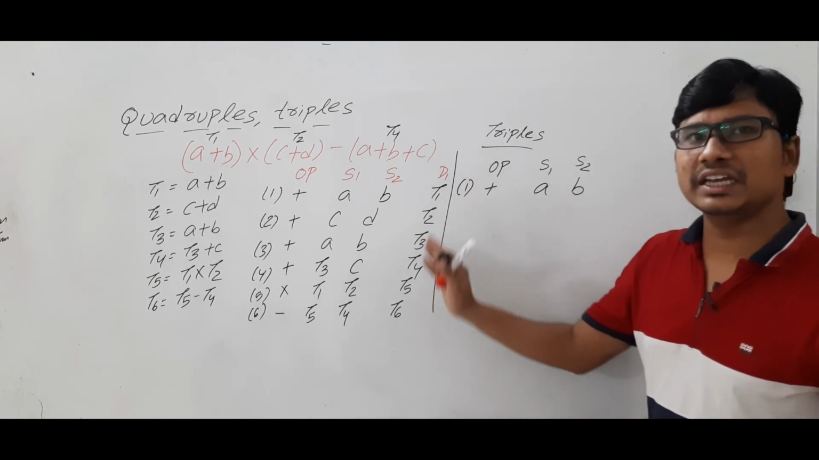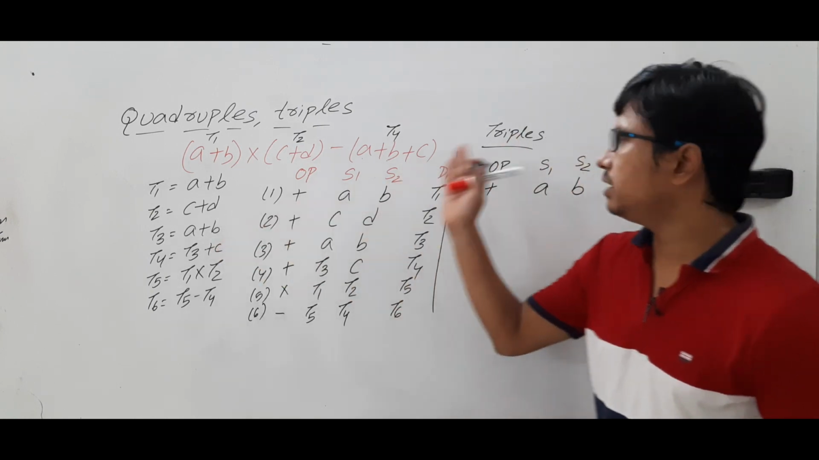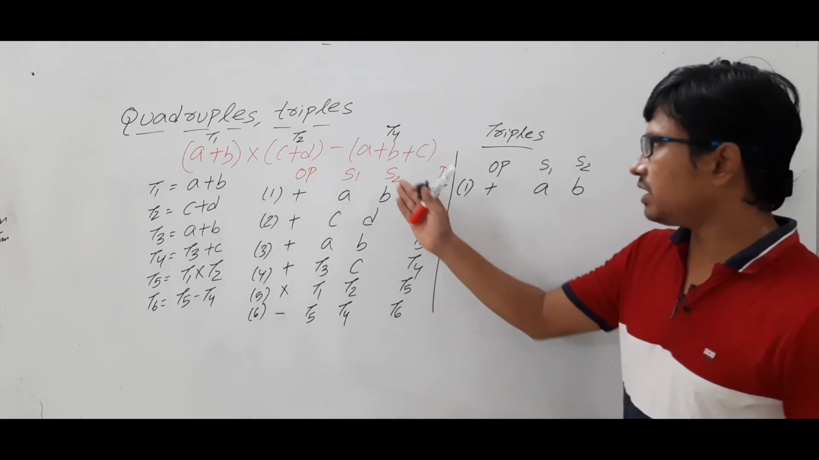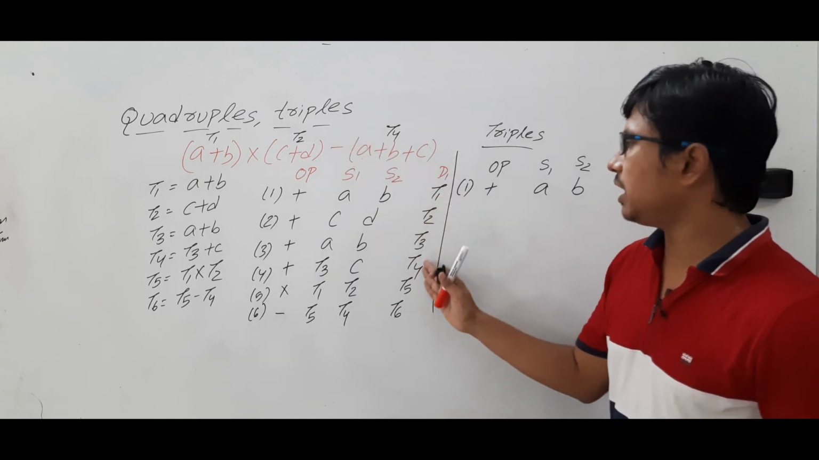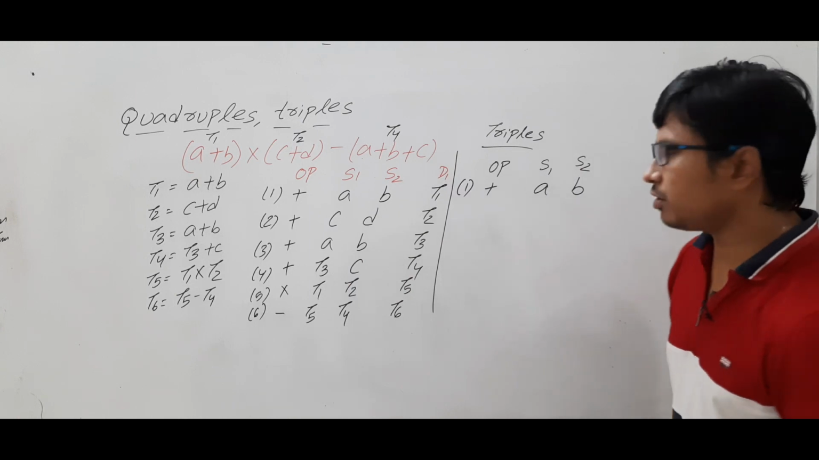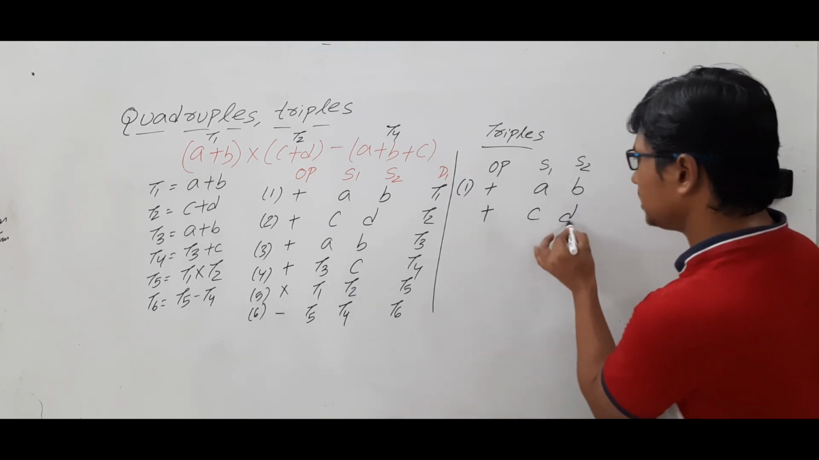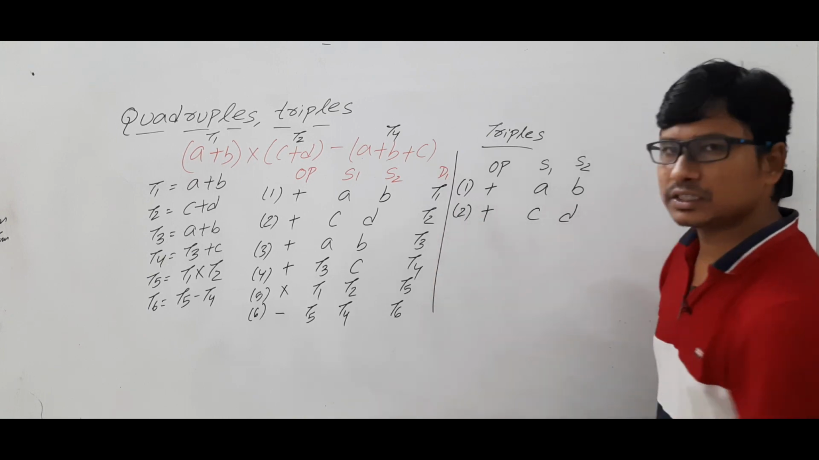We are not using any temporary variables when we are representing the 3 address code using the triples. When we represent using the quadruples, we use the temporary variables also. Next, you need to perform C plus D. So, plus C comma D, and it is stored at index 2.